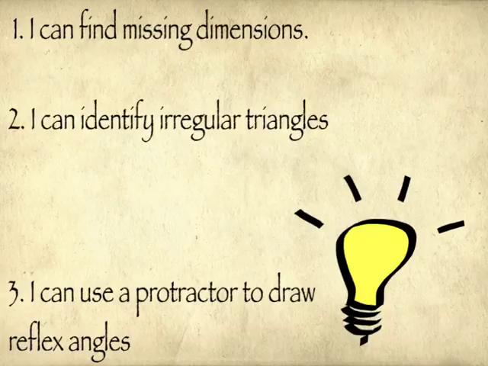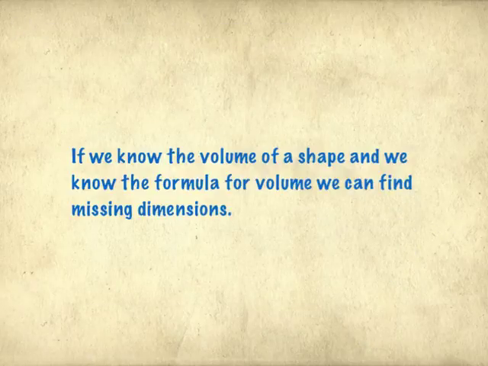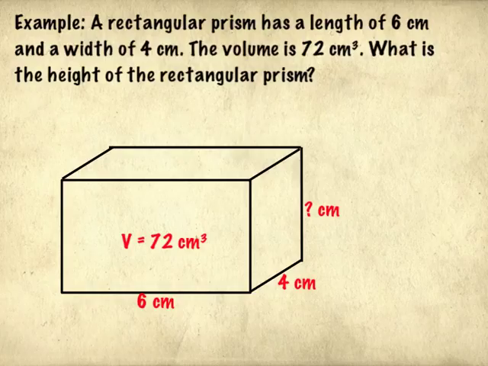The last two lessons have been a bit long, but this one's mostly review. So we're going to talk about how to find missing dimensions, identify irregular triangles, and use a protractor to draw reflex angles. Let's start with finding missing dimensions. So if we know the volume of a shape and we know the formula for volume, we can find missing dimensions. Dimension just means length, width, height, whatever.